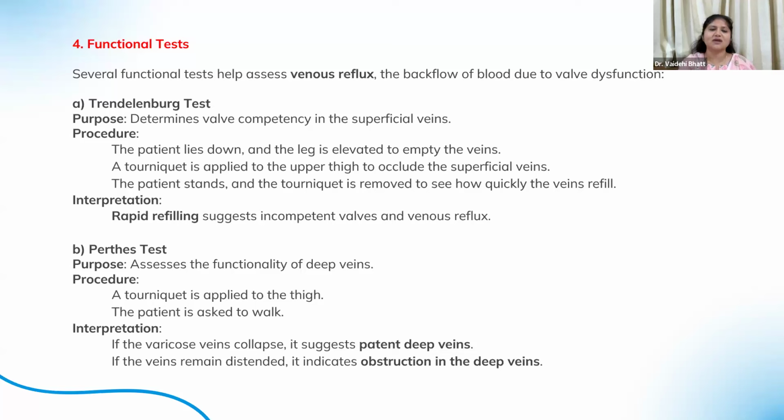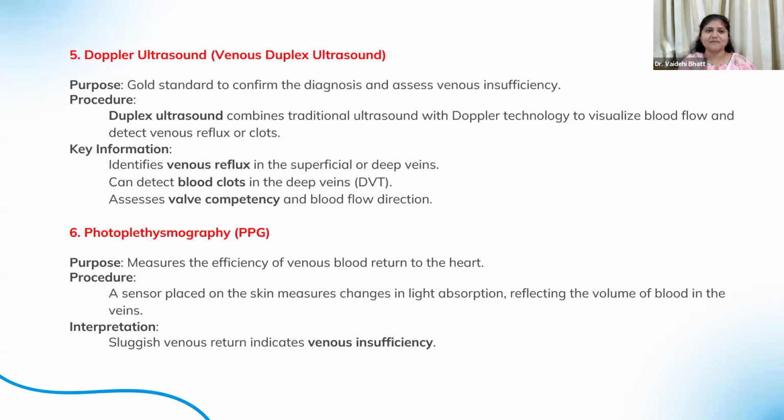Then the functional tests are Trendelenburg's test, which we mostly use for the superficial veins. Then the Perthes test is for the deep veins. Then the Doppler ultrasound, which is commonly used nowadays, and it is the gold standard to confirm varicosity, especially in deep vein thrombosis or DVT. So we can identify venous reflux, blood clots, and valvular incompetency with the help of Doppler ultrasound.